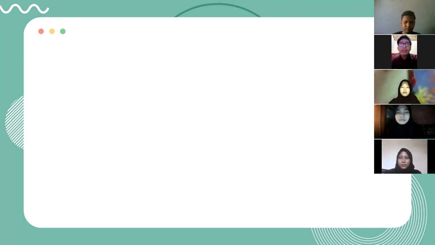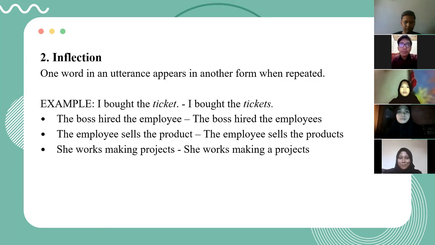And then we move up to inflection. One word in an utterance appears in another form when repeated. So in this example, I bought the ticket. So you can say I bought the tickets, with an S, so that the ticket is plural. There are many tickets.